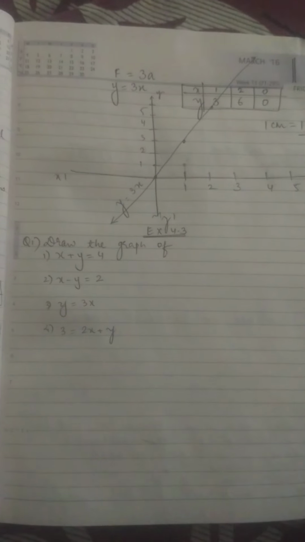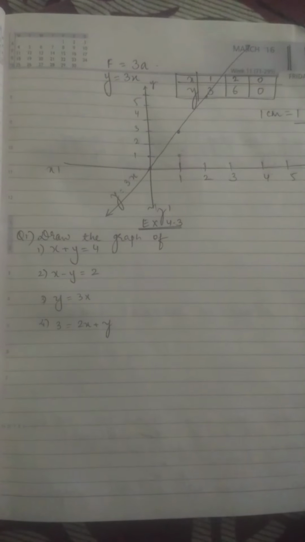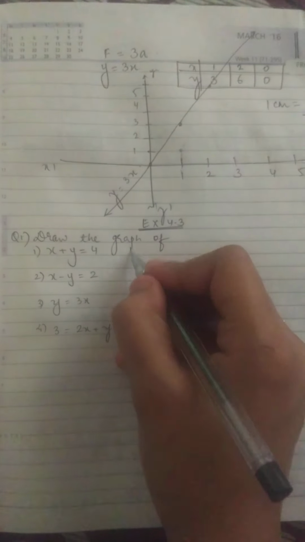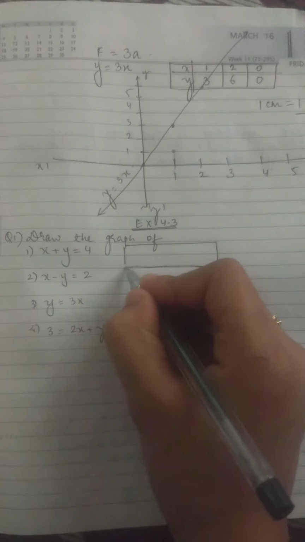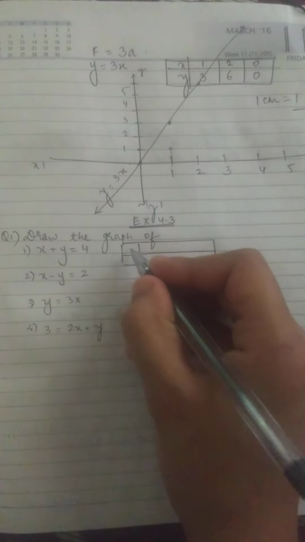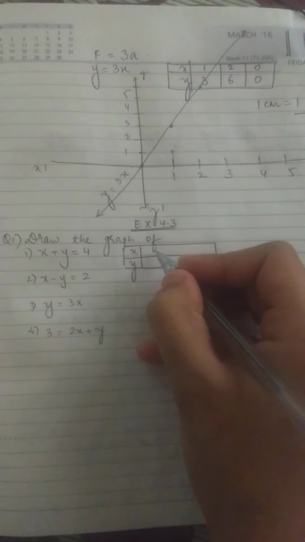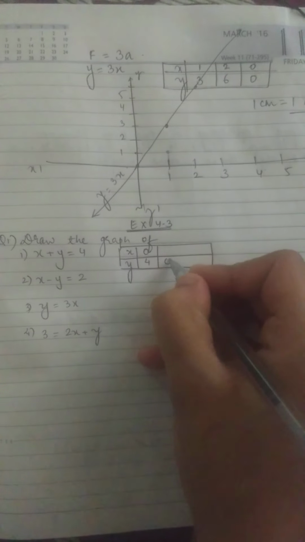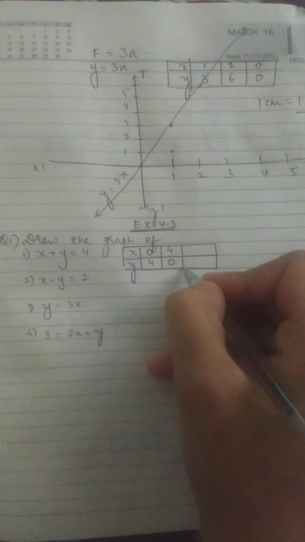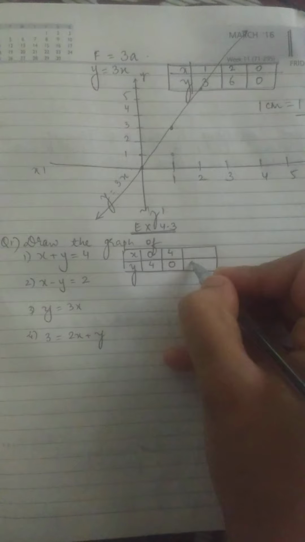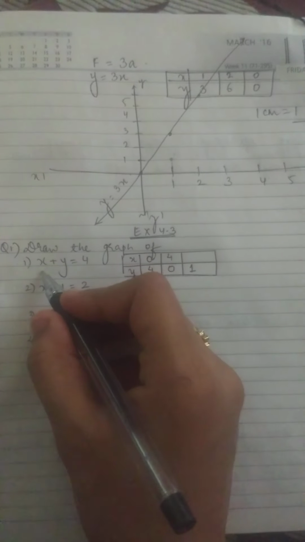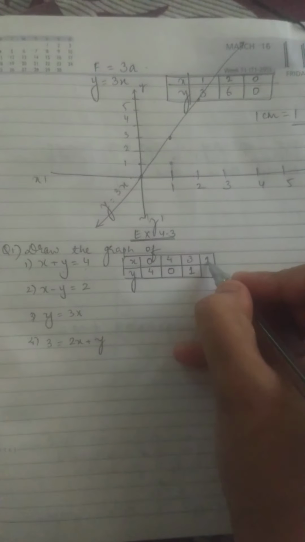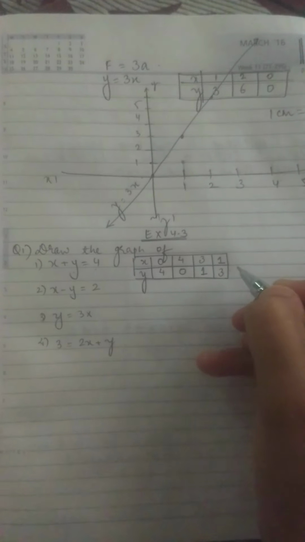Moving on to exercise 4.3. First question, draw the graph of x plus y equals 4. First we will find the solutions of this equation, then we will draw the graph. If x is equal to 0, then y is equal to 4. If y is equal to 0, x is equal to 4. If we substitute y equal to 1, so x plus 1 is equal to 4, we will get x equal to 3. And similarly, x equal to 1, we will get y equal to 3.